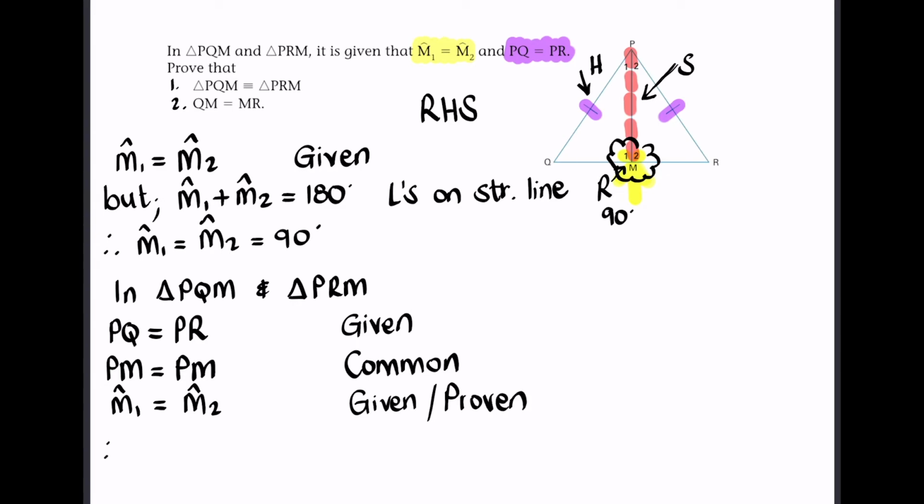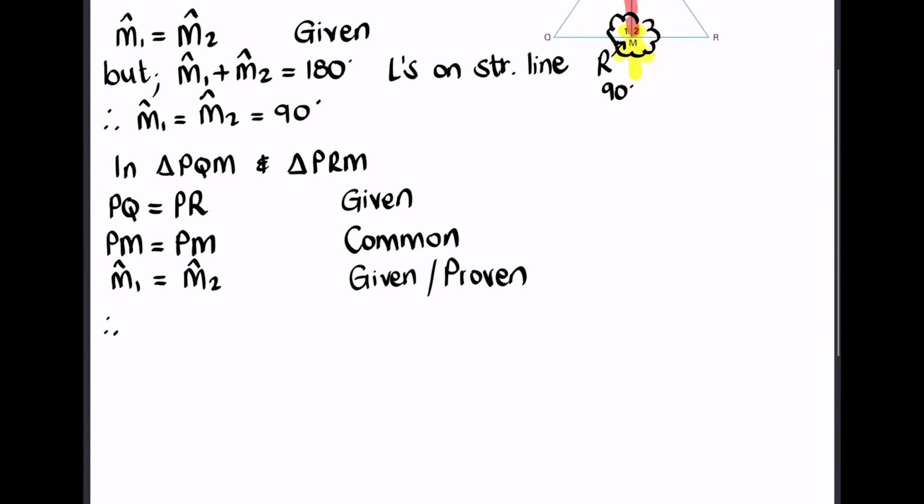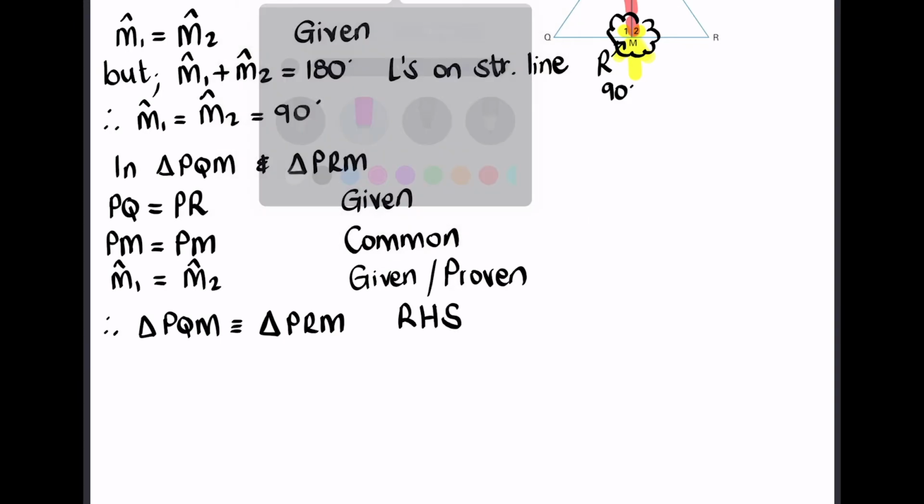So therefore, I have three statements, I have three reasons, so I can therefore conclude that triangle PQM is congruent to triangle PRM. Now remember, you state your congruency, but then you have to write out your condition of congruency. So this condition of congruency is right angle hypotenuse side, and I'll just color code it for you.